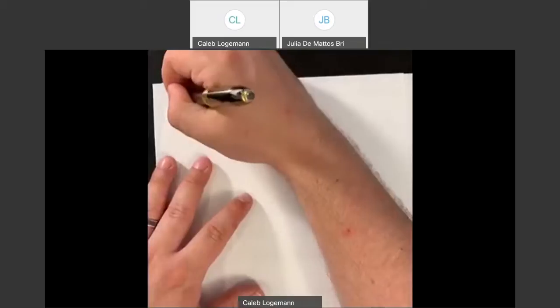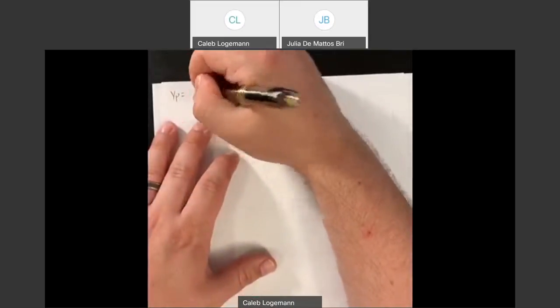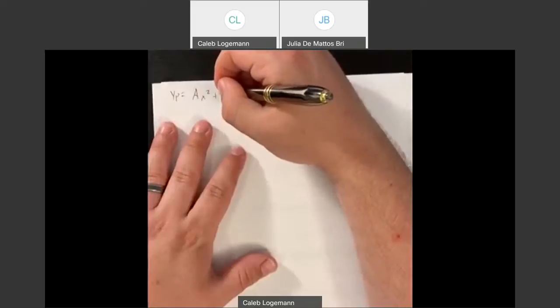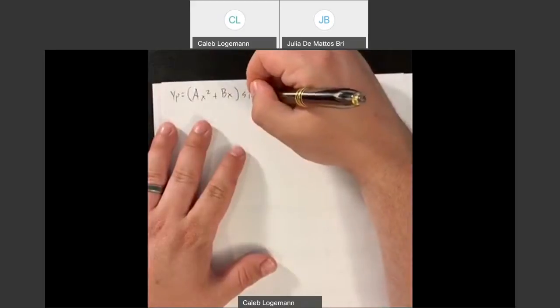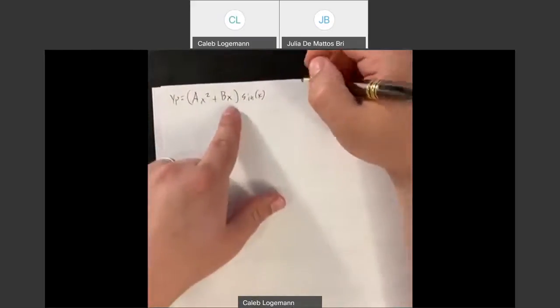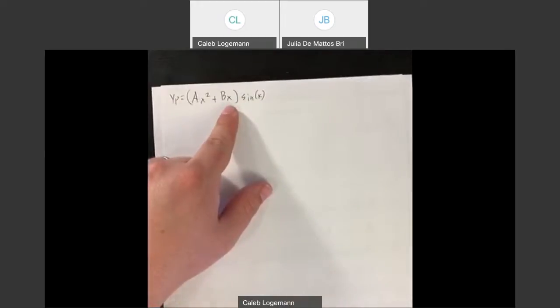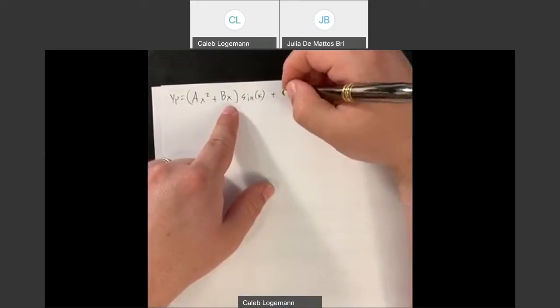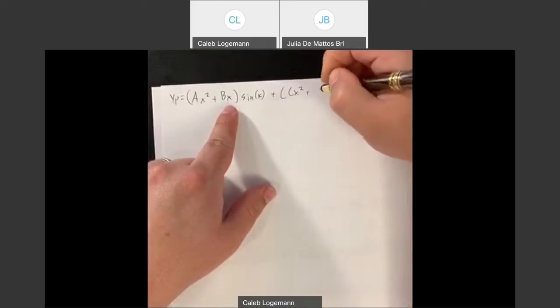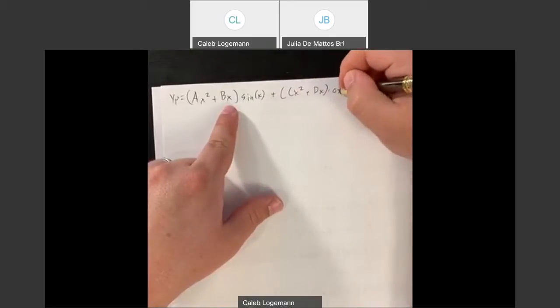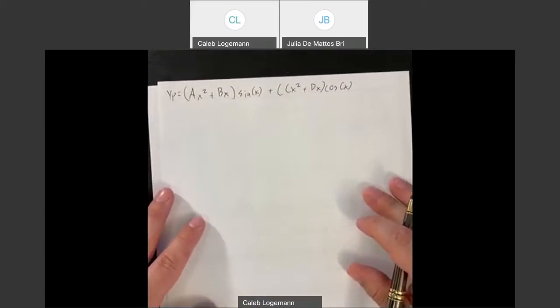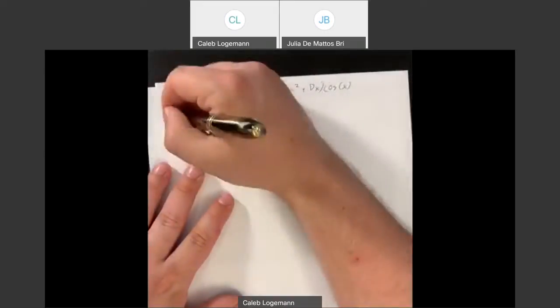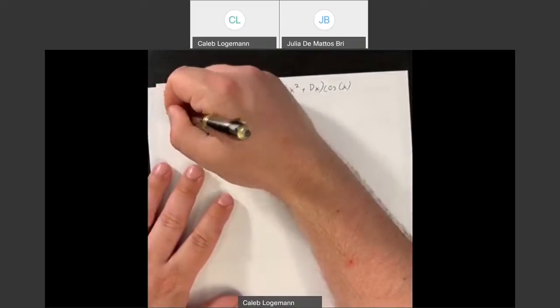So let's try and guess (ax squared plus bx) times sine of x. Again, I don't need the constant because I know that'll go to 0. Plus (cx squared plus dx) cosine of x. All right, and we have to do 2 derivatives of that. So that's going to be quite an ordeal. So let me check through it here a little bit.